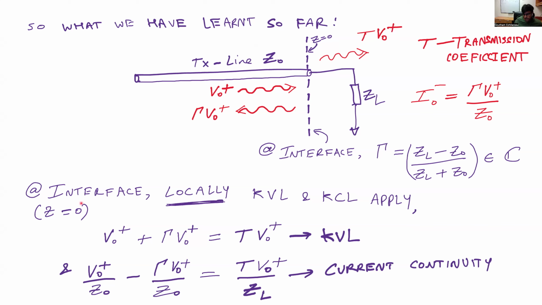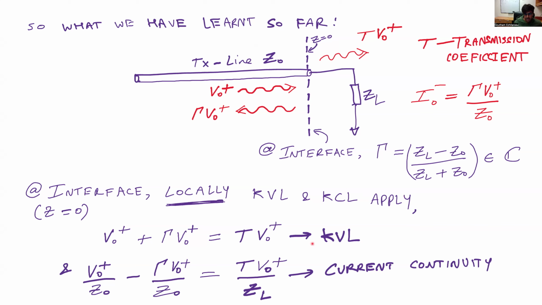So at the interface, you're going to consider locally what happens, which means we are going to consider that location, z equals 0. Within that location, the distances we consider are much shorter compared to the shortest wavelength of the transmitted signal, and therefore we can use a lumped element model. Hence, locally, KVL and KCL would apply.